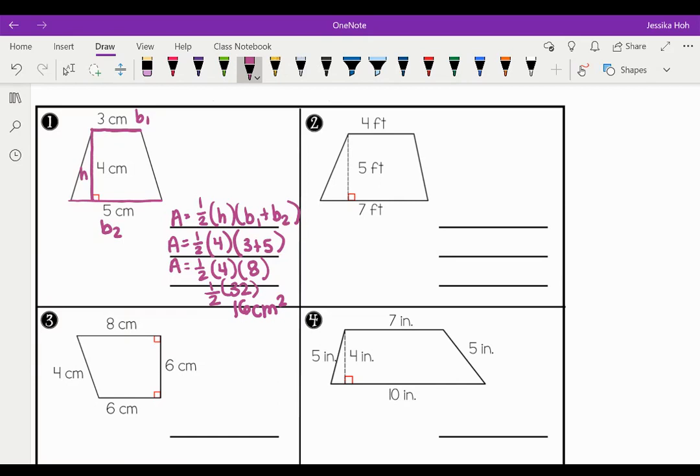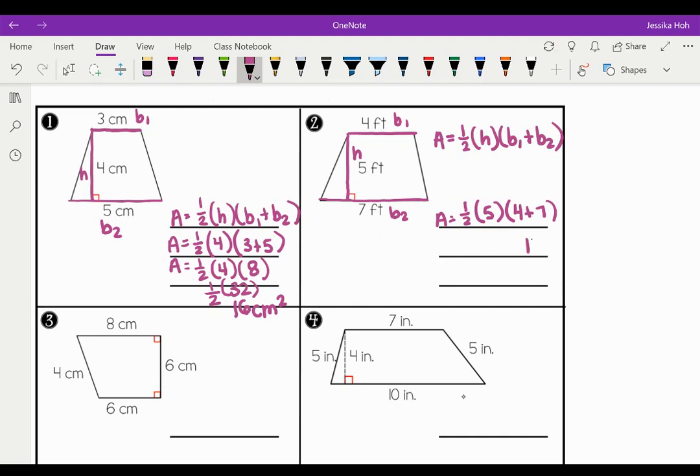All right, and for number 2, same thing. I'm going to actually write our formula up here so I have more room. Area equals 1/2 of height times base 1 plus base 2. So then I'm going to highlight my bases and my perpendicular line. It's my height, base 1, base 2.